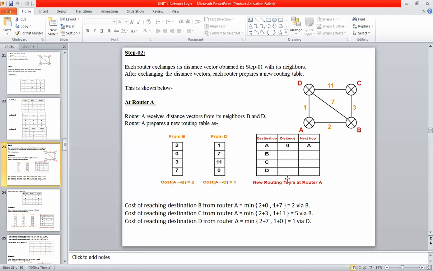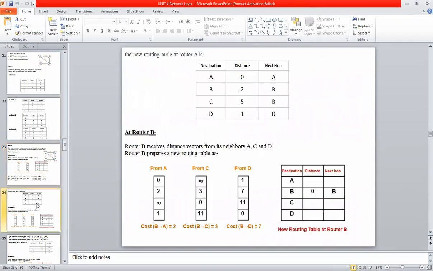So we have to mention in the table, that is for D, 1, and the next stop is D. You can see over here in the table, the updated table has been mentioned here. Got it? For A 0 A, B 2 B, C 5 B, D 1 D. This is how you are going to update the particular table.